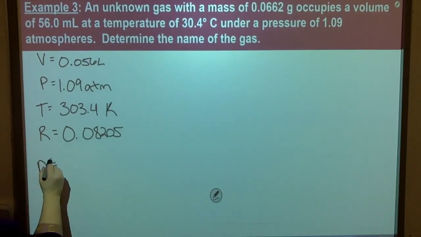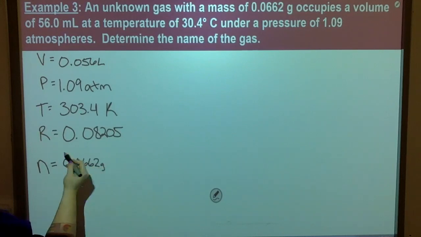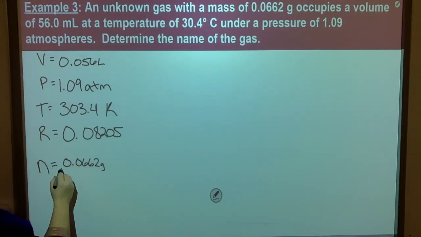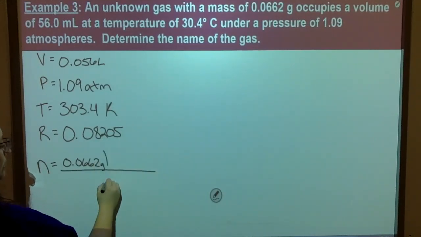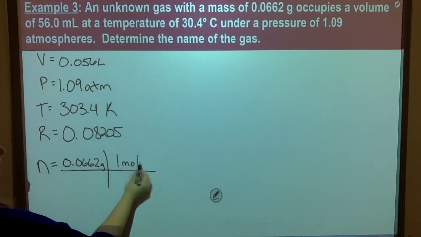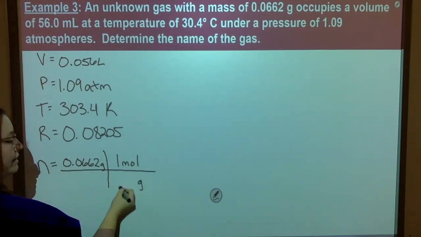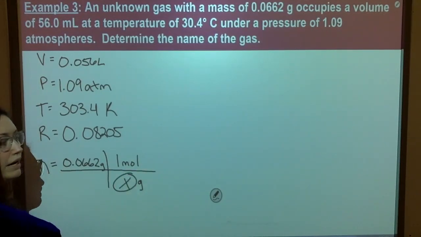So for this, we know that the mass we're working with is 0.0662 grams of the unknown substance. We need to find its molar mass, right? If we were doing stoichiometry, grams would have to come down here because grams is here, and that's always going to be equal to 1 mole of whatever this substance is. We don't know what this is. This is what we're solving for.